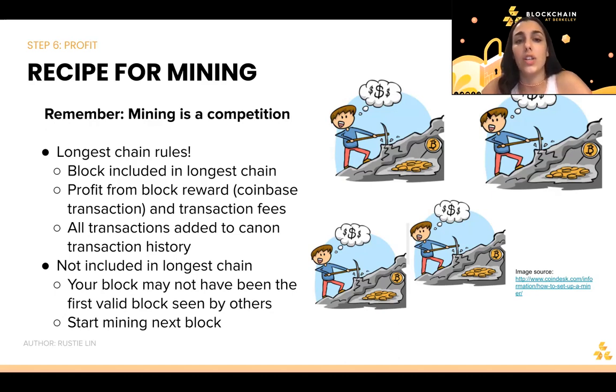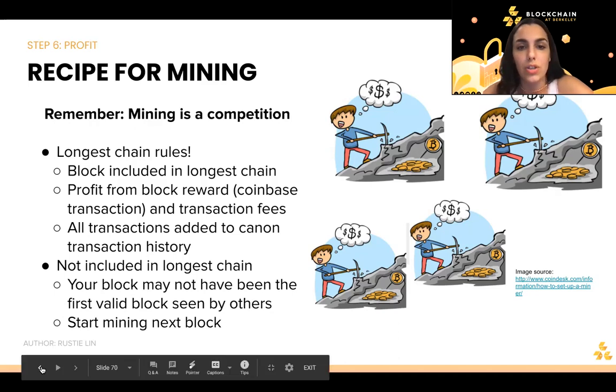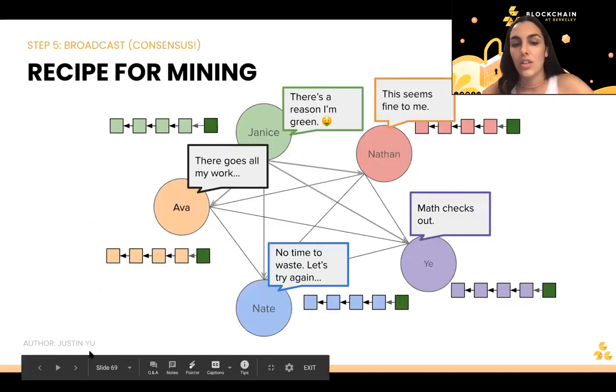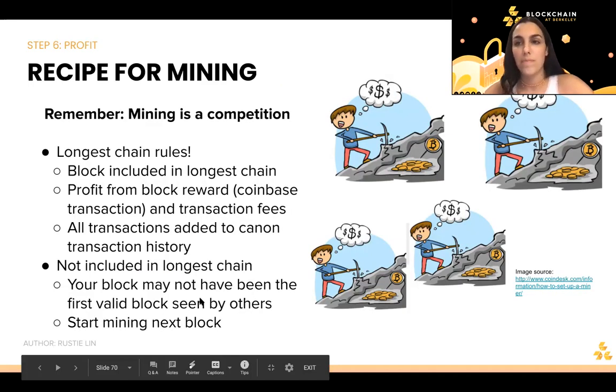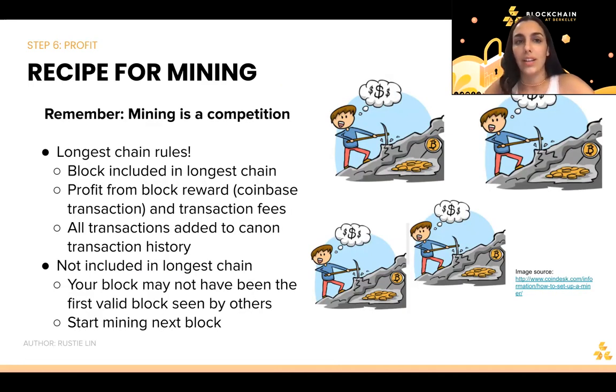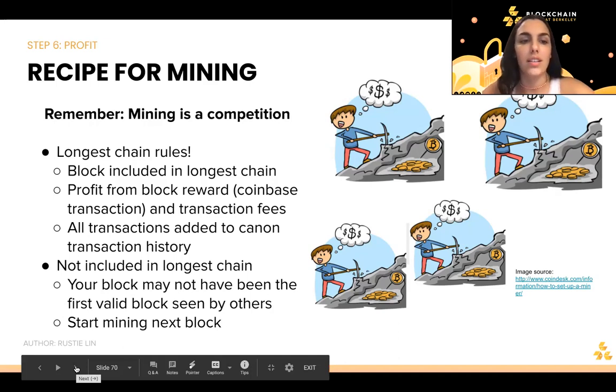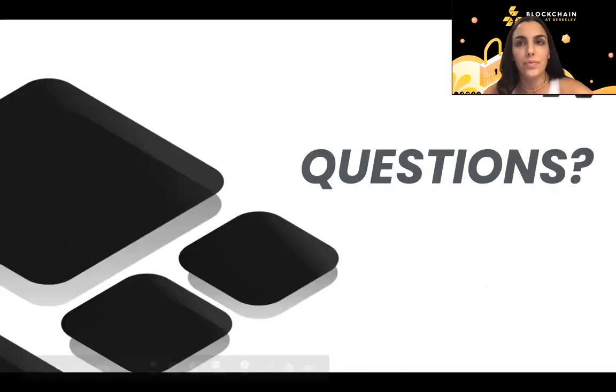All transactions are stored as part of the transaction history. And if you're not included in the longest chain, then your block may have not been the first valid block that was seen by other people. Someone else may have found a valid block before yours. And that just brings me back to Nate in this picture, no time to waste, let's try again. So if your block is not on the longest chain, that really sucks. That just means someone else found a block before you and they were able to broadcast it to more people in that amount of time. And so you just gotta move on to the next. Can't cry over it.